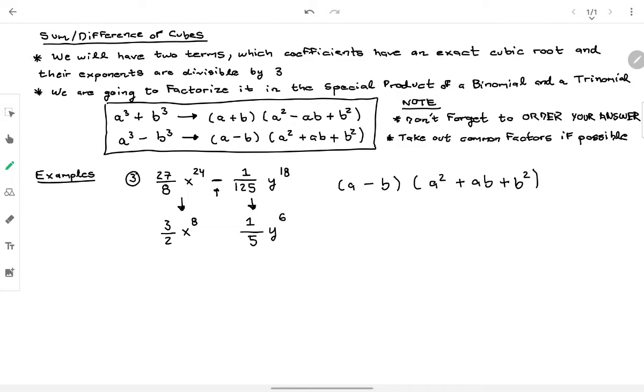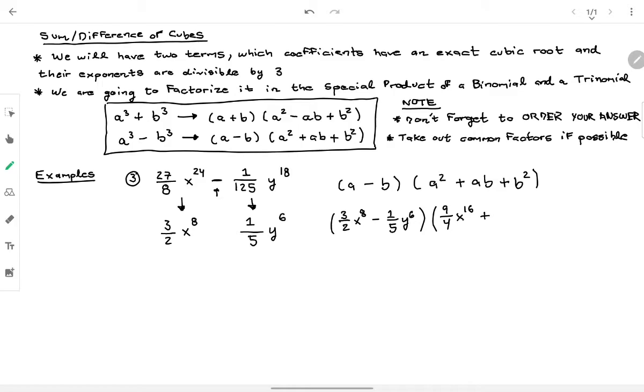So in this case, it's going to be 3/2 x to the 8 minus 1/5 y to the 6. And in the other parenthesis, it's going to be the square of the first term. 3 times 3 is 9. 2 times 2 is 4. In the case of the powers, x to the 8 squared is going to be x to the 16.